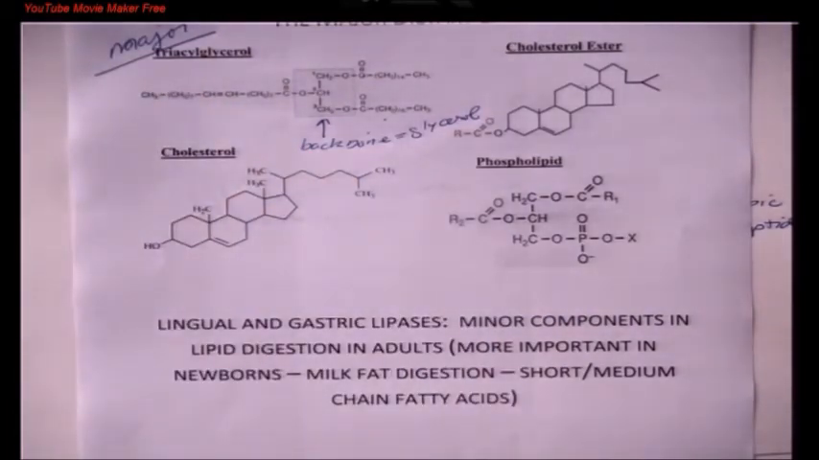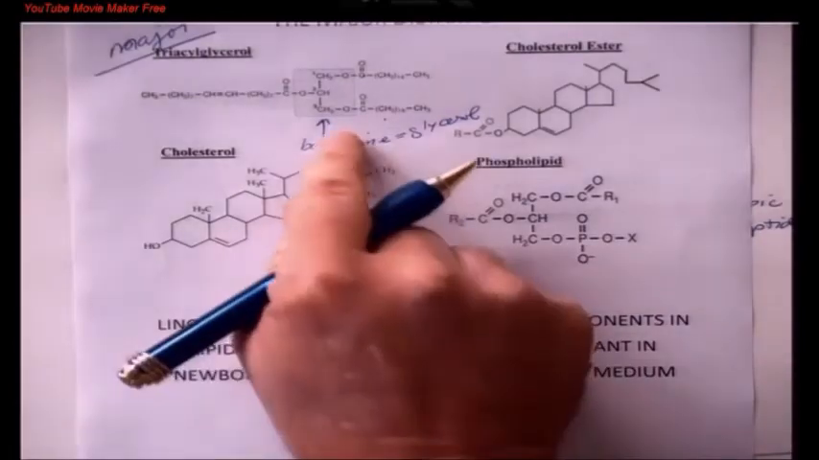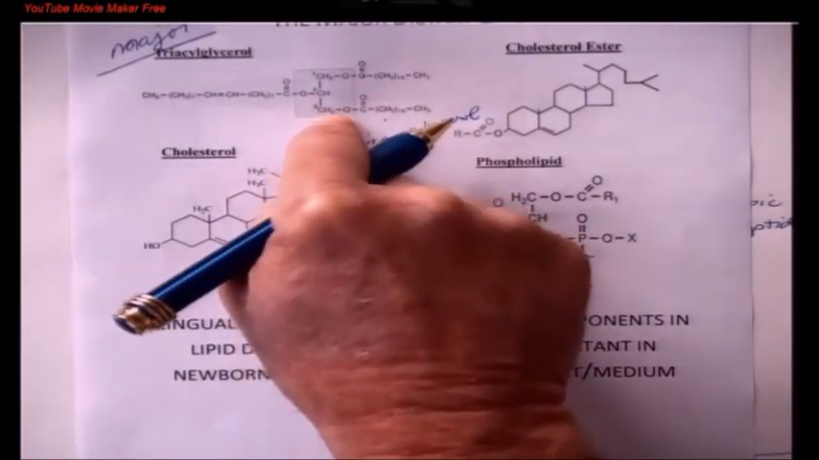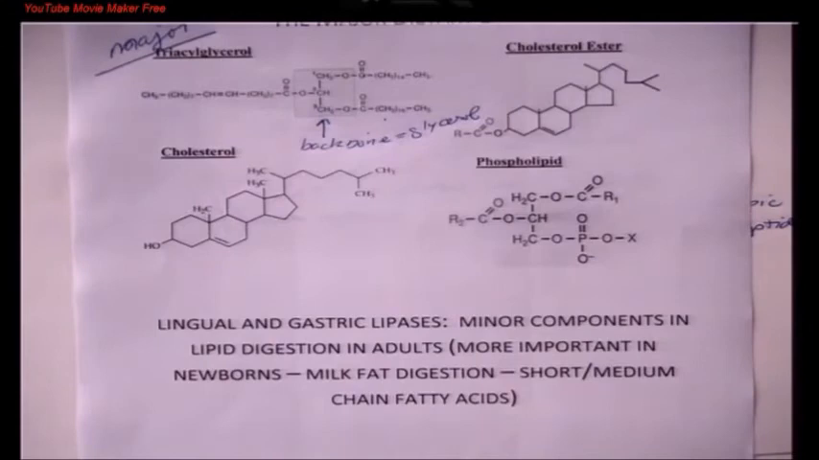Our body cannot take up triglycerides in the intestine. We have to do the same principle that we've done with carbohydrates and protein. We have to break this molecule up into its component parts, and then we'll have transporters available.